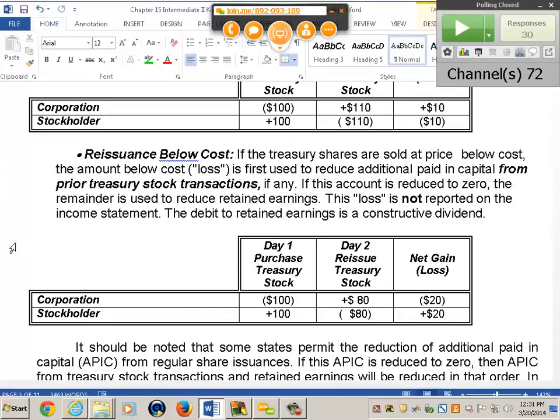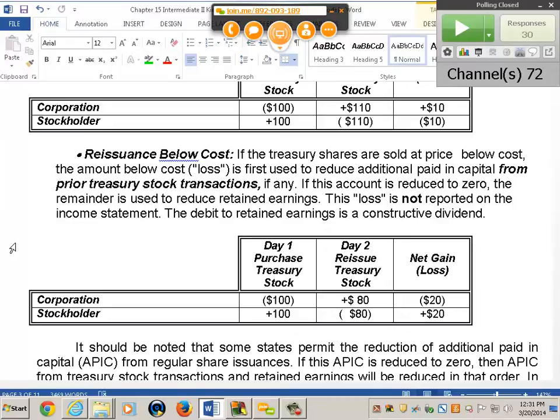You own the stock. On day one, you sell it. The corporation gives you 100. You give them the stock back. It goes into the treasury. The very next day, you want the stock back. The corporation says to you, no problem. I'll sell it back to you for 80. You have the same piece of paper you had, but now you got $20.